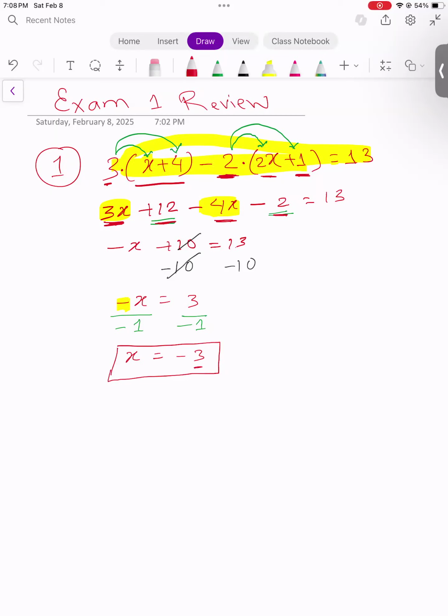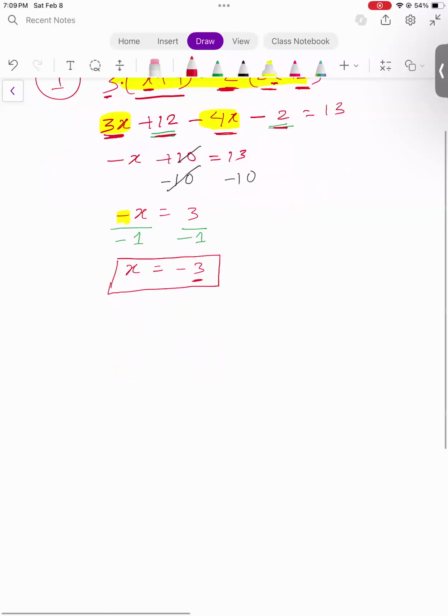Okay, if you substitute negative 3 for every x in this equation, we end up getting the same number on both sides. Now, does anyone have any question for number 1? And there will be one linear equation you will be asked to solve. Okay, you will be given an equation very similar to this one, and you have to solve that equation. You have to find the value of x. Okay, looks like no one has a question for me.